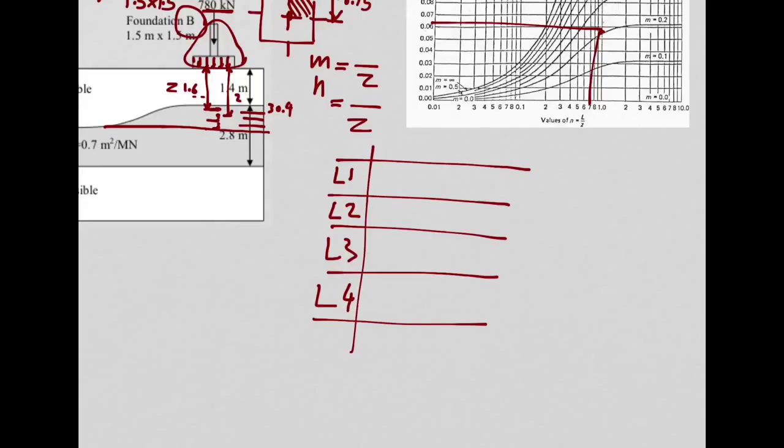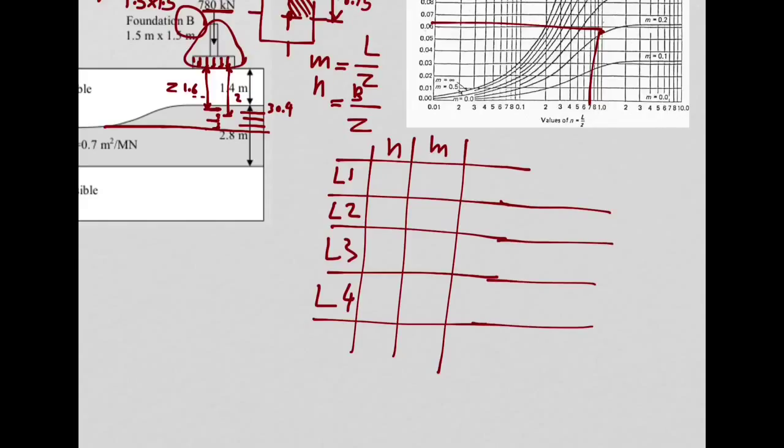Perfect. We know what n is, we know what m is. We know here this is L or B. So you can get it, go to the chart above, and get the influence factor. And when you get the influence factor, we can then get the increase in the vertical stress for every layer. So we can get this value.